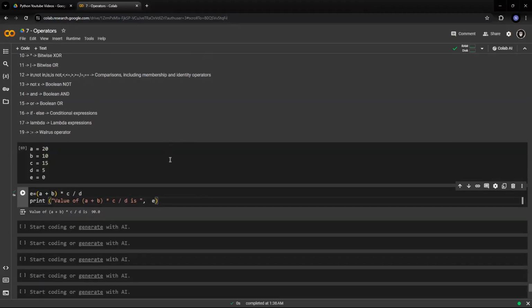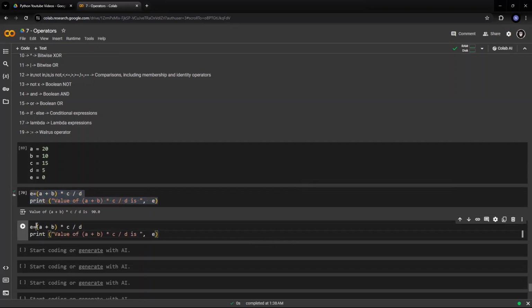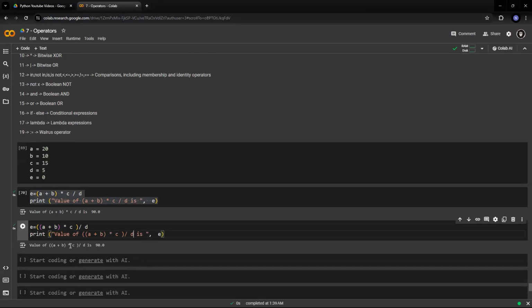Now let's try to change the order of precedence by putting some more brackets. If I put one more bracket and say you need to first evaluate the inside bracket, then evaluate the outside bracket, it first evaluates the inside bracket, which is A plus B. Then it evaluates the second bracket, which is A plus B into C. It should give you the same value which we got earlier. Let me replace this. Should give you 90, the same answer.